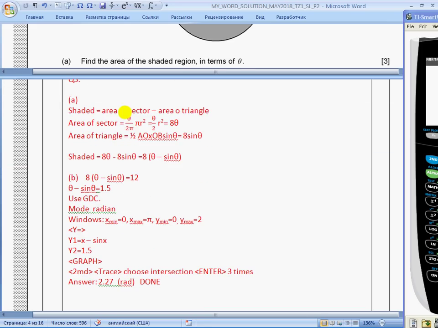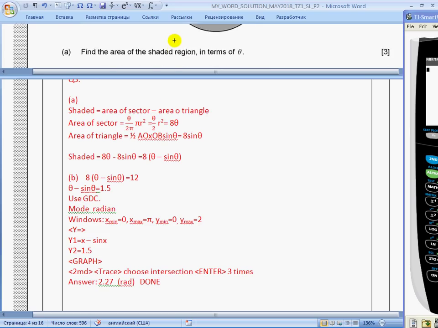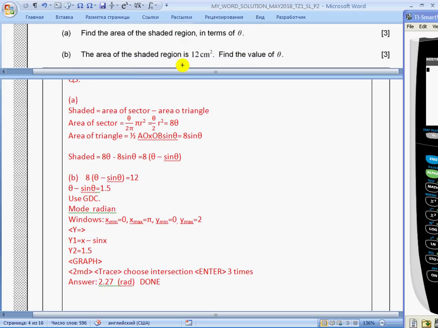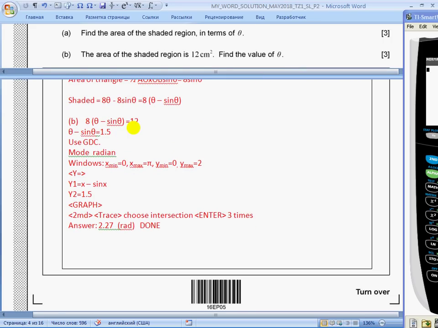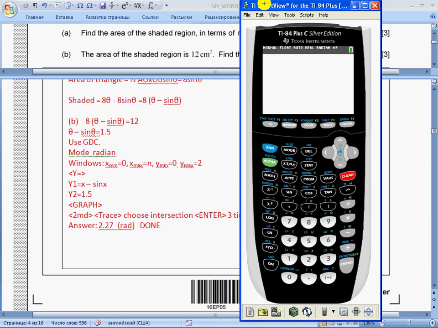Substitute the expressions into the difference, and we simplify it to this form: 8 theta minus 8 sine theta. The area of the shaded region is 12. Find angle theta. So we simplify our expression when it is equal to 12, so it becomes theta minus sine theta equals 1.5. So we use the calculator.